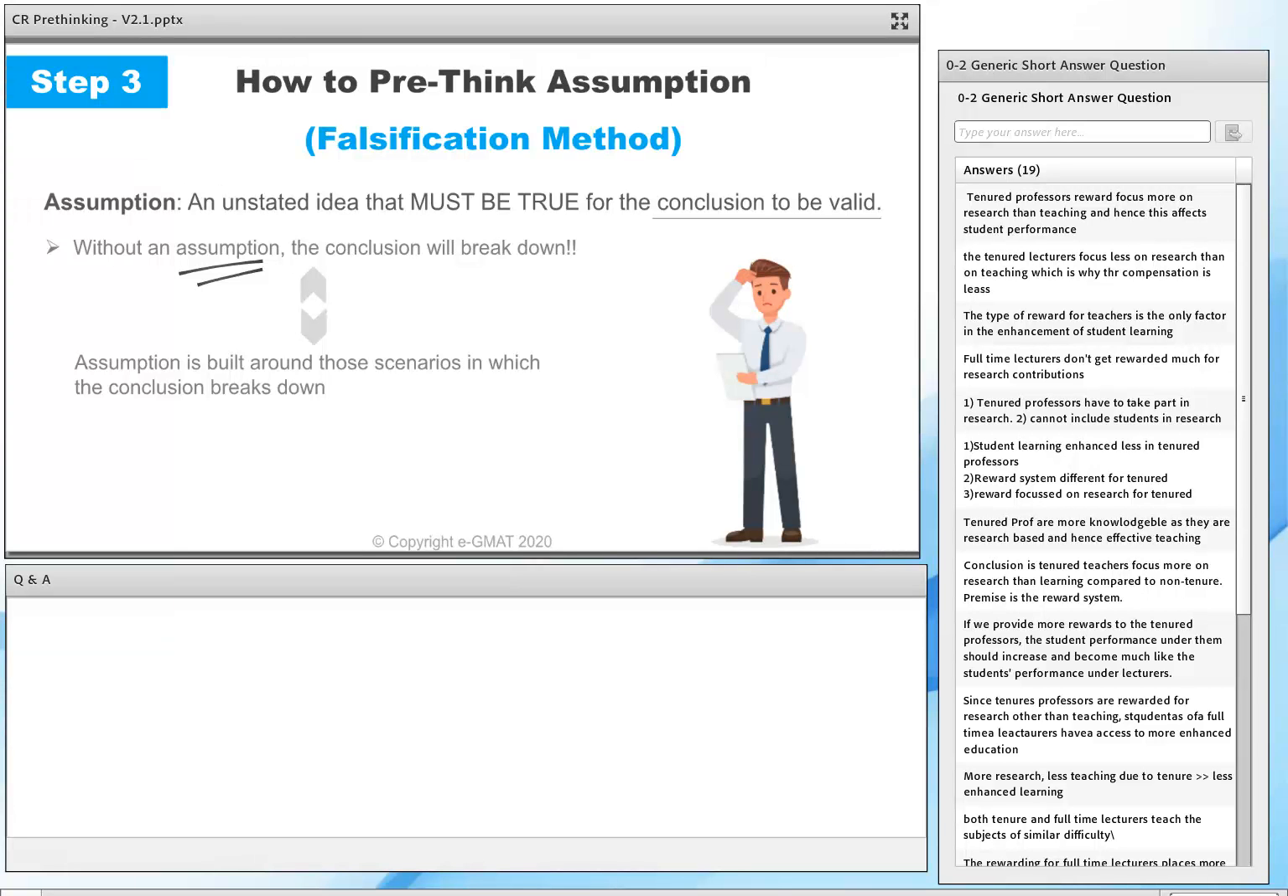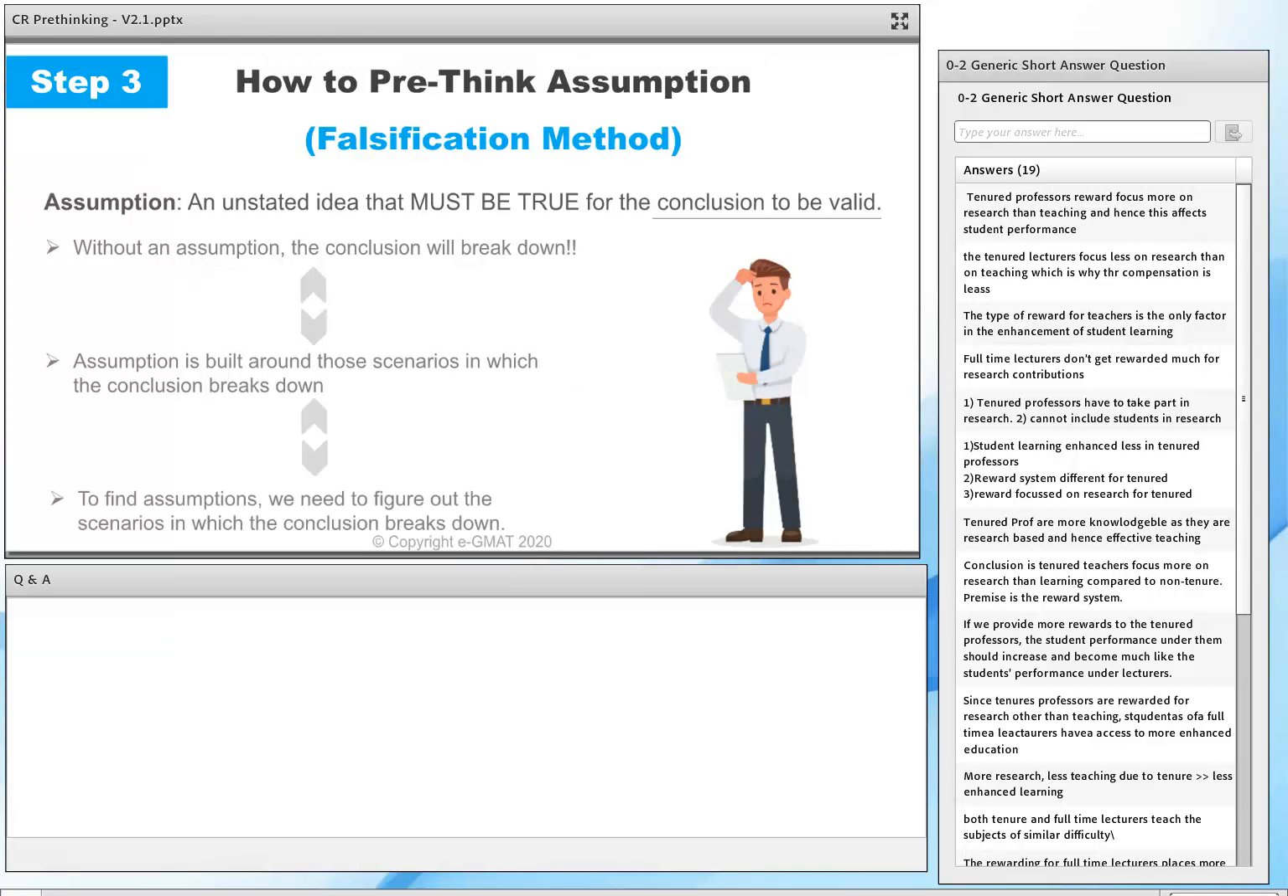So if you were to think about that roof that we visualize, and you have to prevent that roof from caving in, you will put in pillars. Where would you put in pillars? You'll put in pillars where the roof starts to cave in. In the same way, an assumption is built around those scenarios where the conclusion breaks down. Why? Because the job of an assumption is to prevent the conclusion from being invalidated or from breaking down.